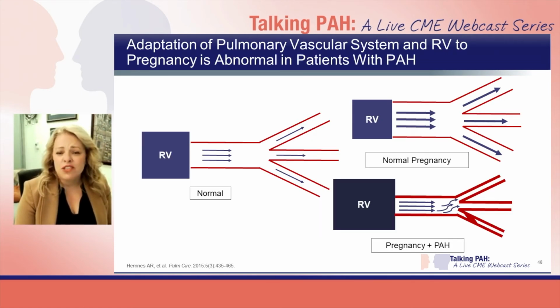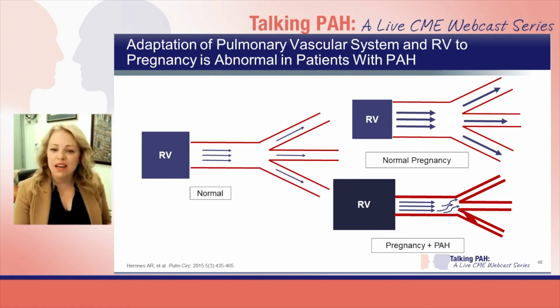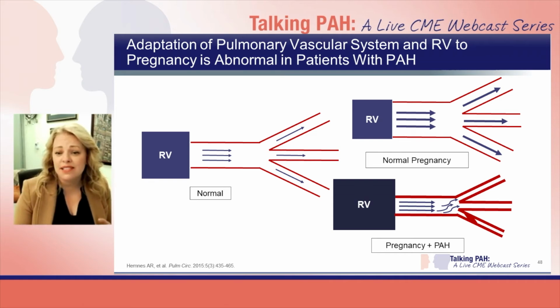Looking at these patients, as I mentioned before on the hemodynamics, you really want to compare them to what they should be in a normal pregnancy and not what they should be in a non-pregnant individual. And so this is just a schematic representation of the same thing we've discussed. Normally, the pulmonary circulation is that low resistance, high flow system. In a normal pregnancy, it becomes an even higher flow system, again, with low resistance. But when we add pulmonary hypertension to pregnancy, now suddenly we have a lot of flow trying to go through a high resistance system, and it causes right ventricular failure.